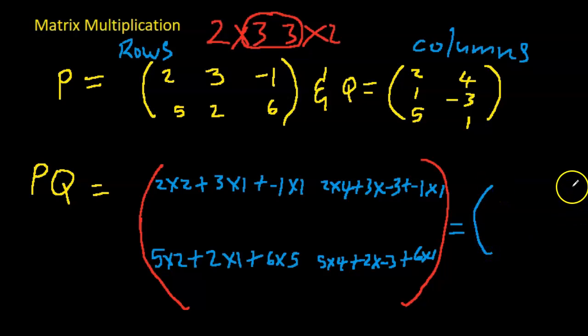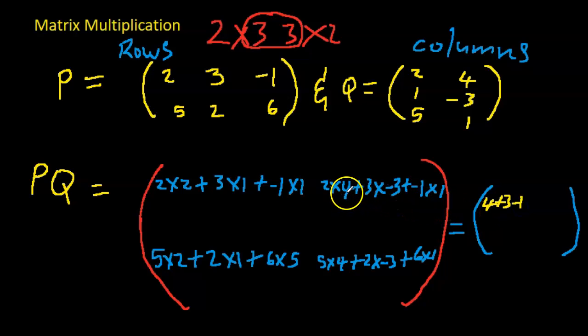I can just use a calculator. Alright, so let's work this out now. So 2 times 2, 4. So 4 plus 3 minus 1. So 2 times 2, 4. 3 times 1, 3. And then minus 1 times 1, that's minus 1, right?